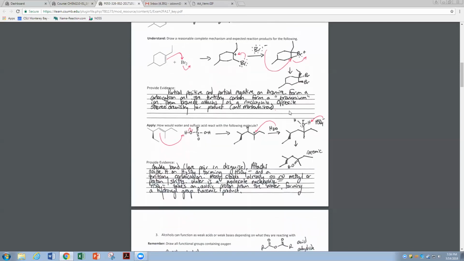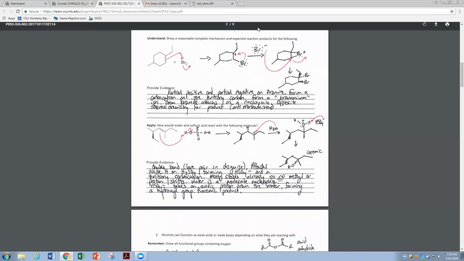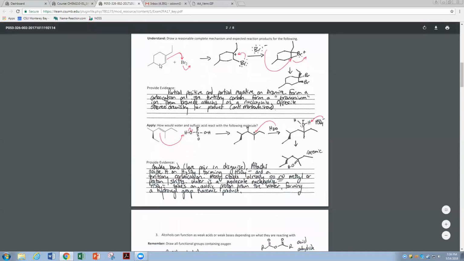If I'm thinking about drawing a reasonable complete mechanism, I first want to recognize that my double bond is my nucleophile, my Br2 is my electrophile, and then I'm going to form a carbocation, and then I'm going to form this special bromonium species where it's strained, and because of that strain, my bromine can come in and kick open, but remember, they're on opposite sides. So one is up and the other is down. Doesn't matter which, but they have to be on opposite sides of this bond.